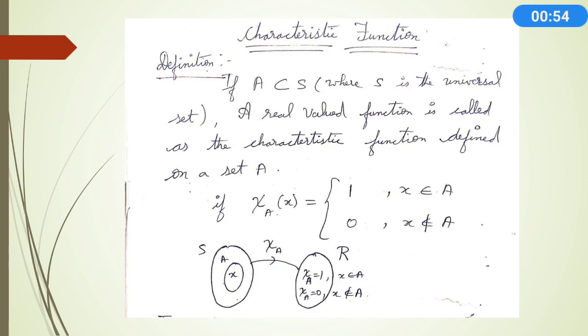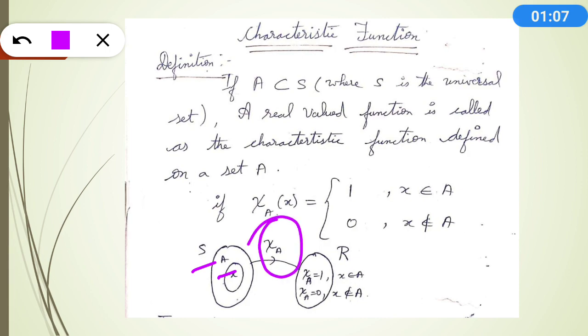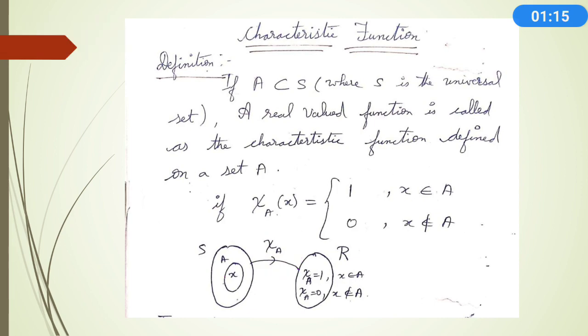So the pictorial representation is this. If my A is here, A is a subset of my S, and the psi will take the values from A, and it will be 1 if it belongs to A, and it will be 0 when it doesn't belong to A.